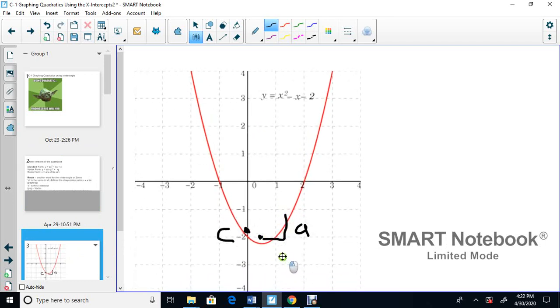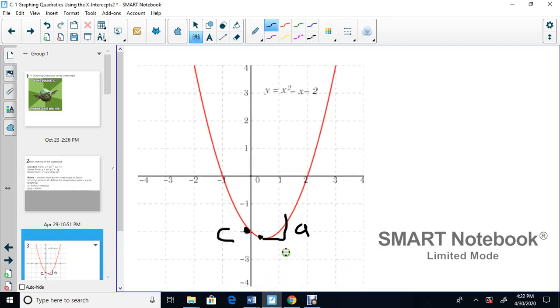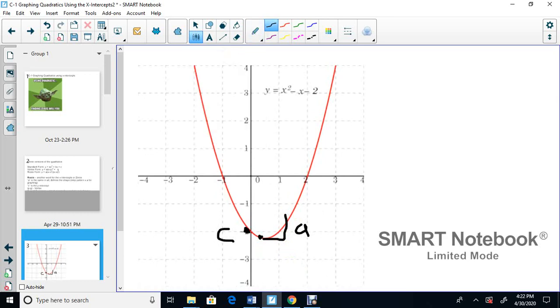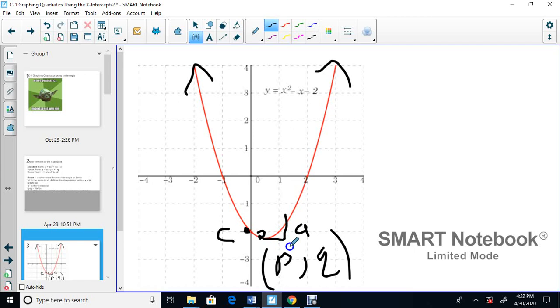Oops, I moved the graph. Let's go into writing mode here. Okay, so we've got p comma q. Okay, that point right here. You can label it on your graph. This graph should also have arrows on the ends. Let's go to the next part. So far we've got a, the step pattern, c, the y-intercept, and (p, q), the vertex.